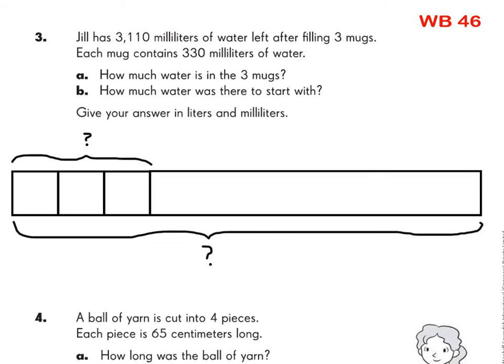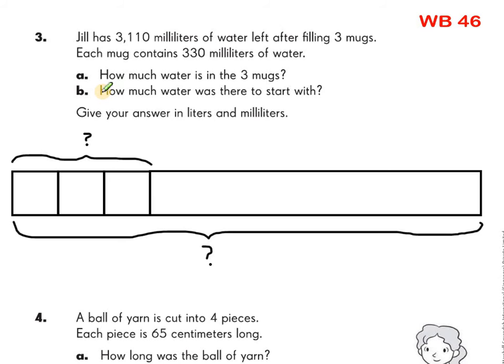Okay, I'm on page 46, and I'm looking at problem number 3. And you can see that a bar model is already drawn out here. So I'm going to read the math problem to you to solve the math using the bar model without me doing it step by step. Okay? So it says here, Jill has 3,110 milliliters of water left after filling 3 mugs. Each mug contains 330 milliliters of water. The first step is how much water is in the 3 mugs. And the second step is how much water was there to start with.